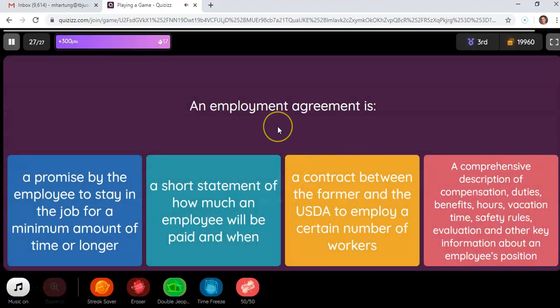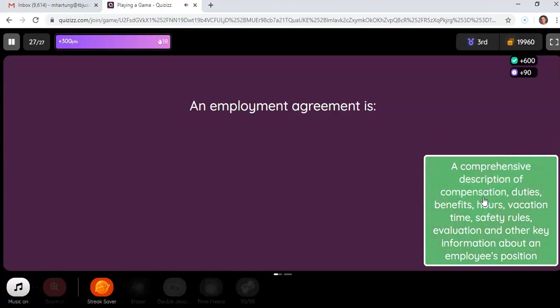An employment agreement is, okay, so this is an agreement between the employer and the employee. A promise? No. A short statement of how much an employee will be paid? No. A contract between the farmer and the USDA? No. A comprehensive description of compensation, duties, benefits, hours, vacation time, safety rules, all kinds of information, definitely this one. Details about work.